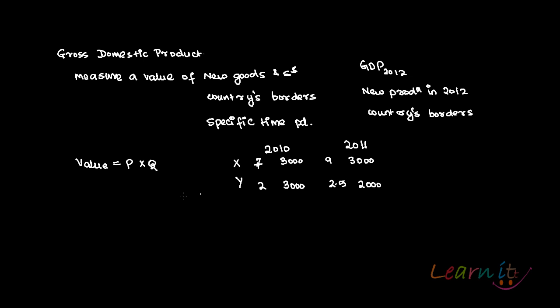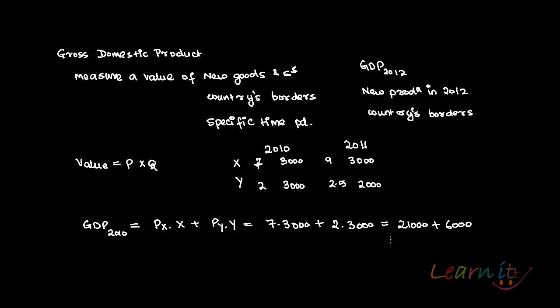Now, how do you calculate GDP? In year 2010, GDP is the value of good X plus the value of good Y. For good X, how do you calculate value? P into Q, that is Px into Qx. For good Y, Py into Qy. So it is 7 into 3000 plus 2 into 3000, which will be 21,000 plus 6,000, which is $27,000.